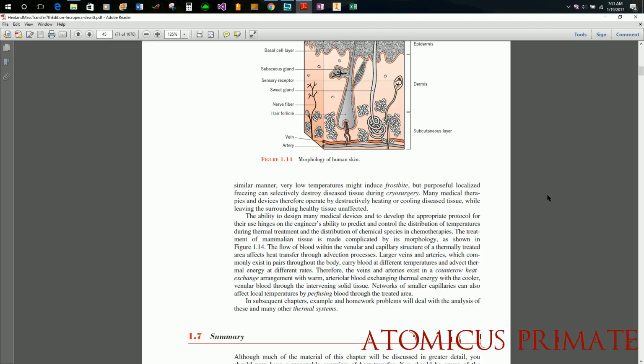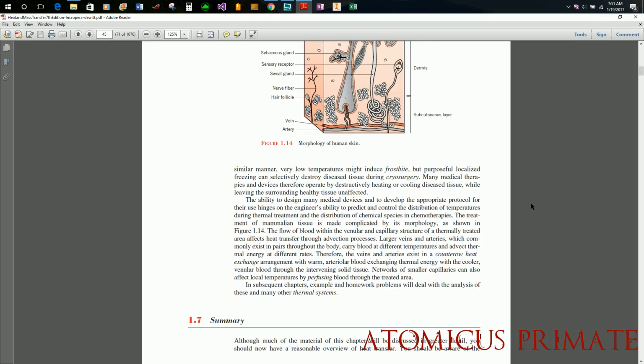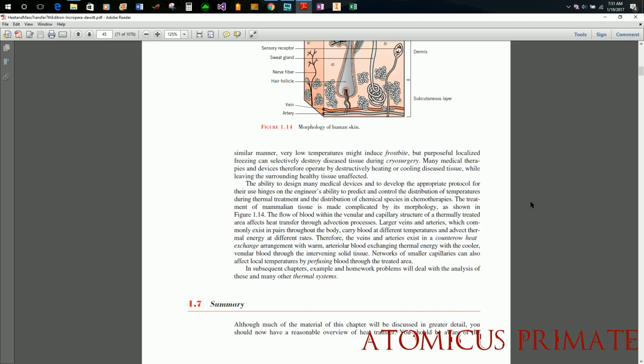Larger veins and arteries, which commonly exist in pairs throughout the body, carry blood at different temperatures and advect thermal energies at different rates. Therefore, the veins and arteries exist in a counterflow heat exchange arrangement, with warm arteriolar blood exchanging thermal energy with the cooler venular blood through the intervening solid tissue. Networks of smaller capillaries can also affect local temperatures by perfusing blood through the treated area.